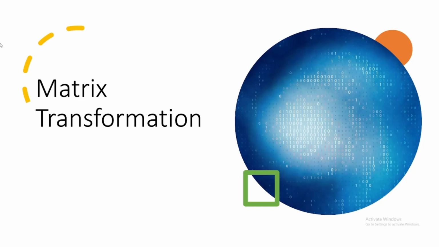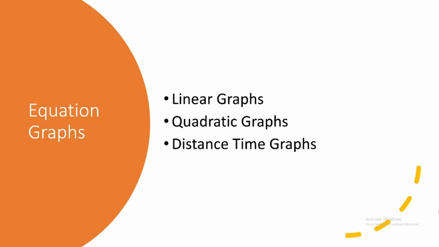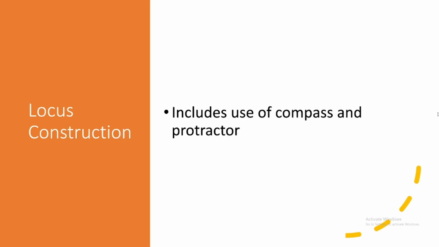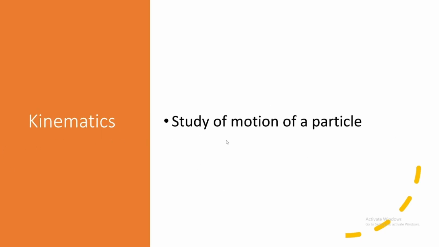We got matrix transformation. You can do it if you get the hang of it. We have equation graphs, linear graphs, quadratic graphs, distance time graphs. Then we have function, where the subtopics are evaluation, inverse function, mapping diagram, composite function, domain and range, which is now coming very often in your exams. It didn't come as often as it does now. Then we have locus constructions, mainly the use of protractor and compass. Then we got kinematics, which is the study of motion of particles.